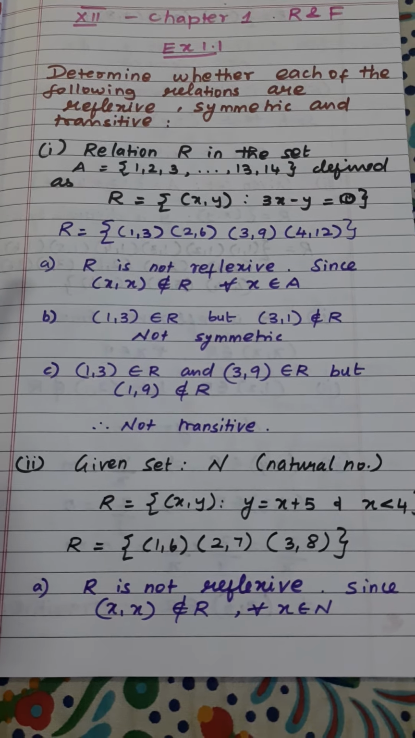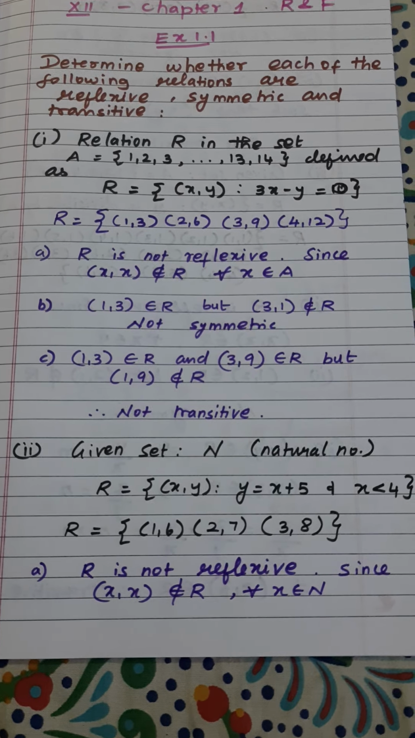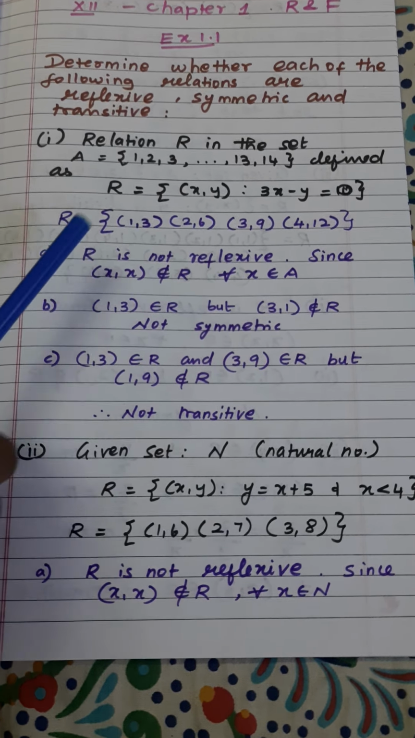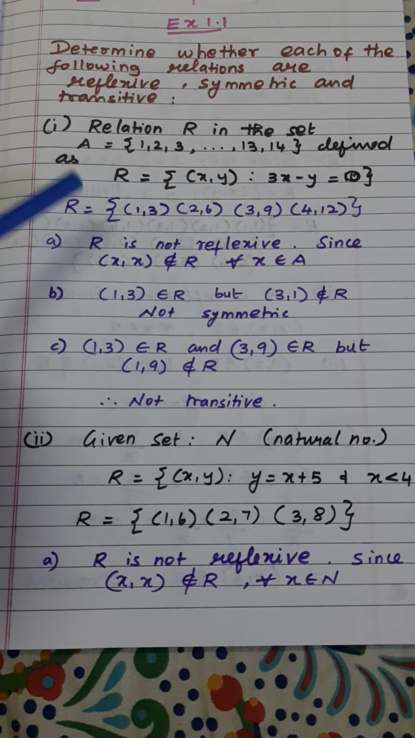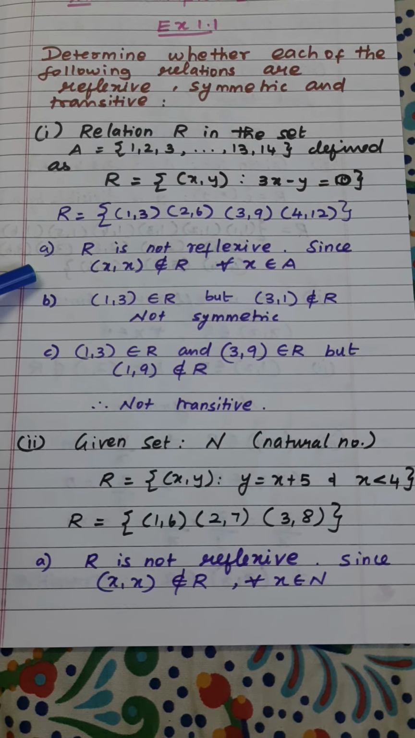What is the condition for reflexive? (x, x) belongs to R. But here we couldn't find any pair like (1, 1), (2, 2), etc. that belongs to R. So it is not reflexive.